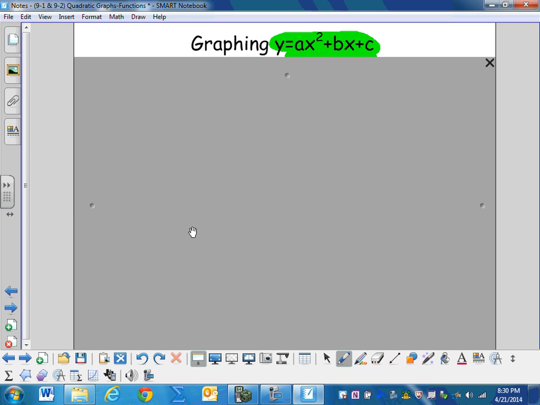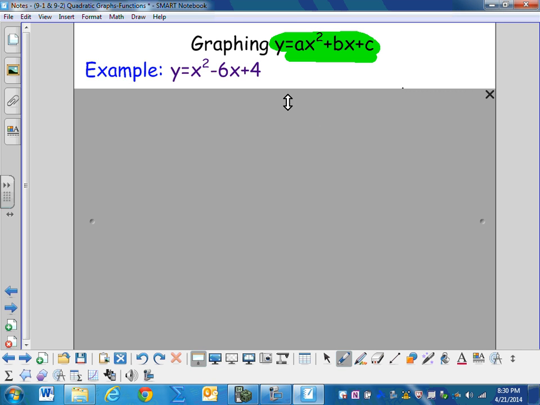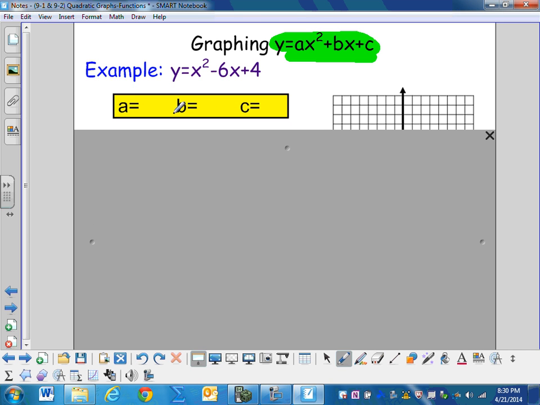So now we're going to graph a quadratic function that's in the standard form y equals ax squared plus bx plus c. We're going to use the example y equals x squared minus 6x plus 4. So the first thing we're going to do is identify a, b, and c. The coefficient a goes with x squared, b goes with x, and c is the constant. So in this example, a is 1, b is negative 6, and c is 4.